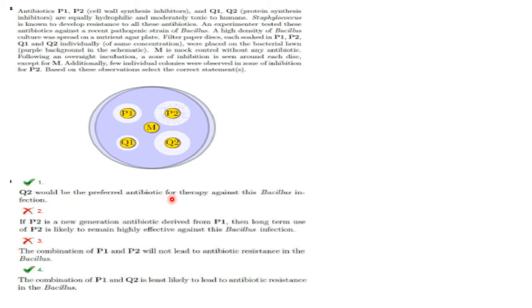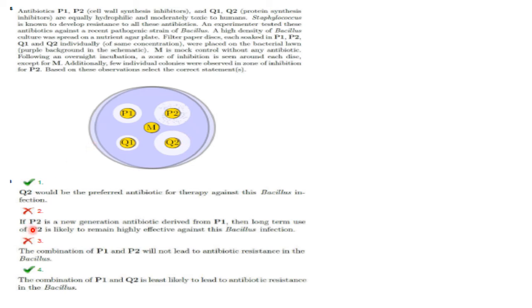Q2 would be the preferred antibiotic for therapy against this bacillus infection. That is true because the zone of inhibition of Q2 is having more diameter than the others, that is P1, P2 and Q1. And moreover, P2 zone contains resistant colonies growing in the zone of inhibition. So that is not a good antibiotic. So Q2 is better or preferred antibiotic for the therapy.